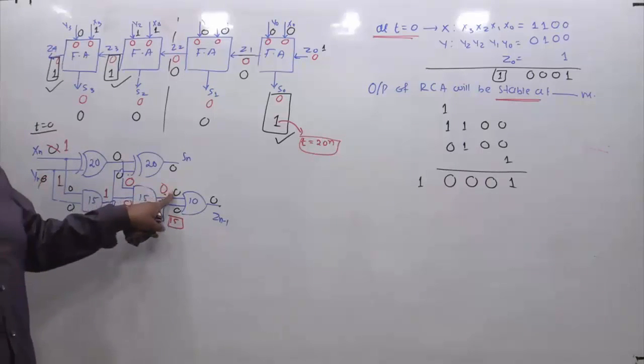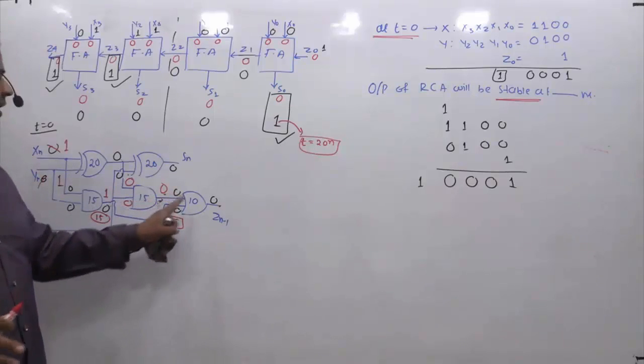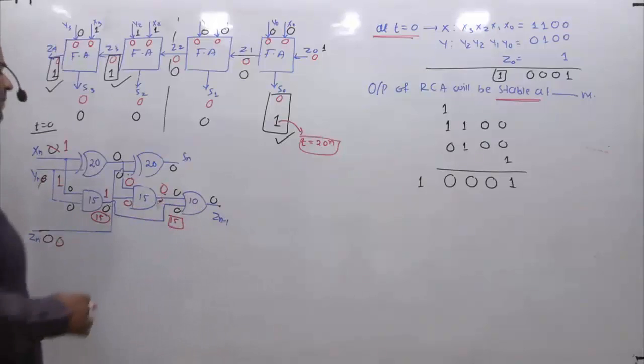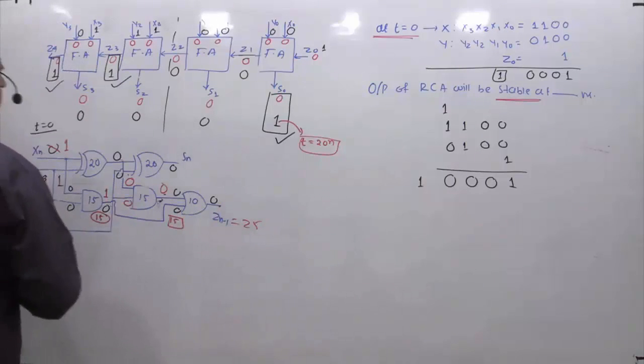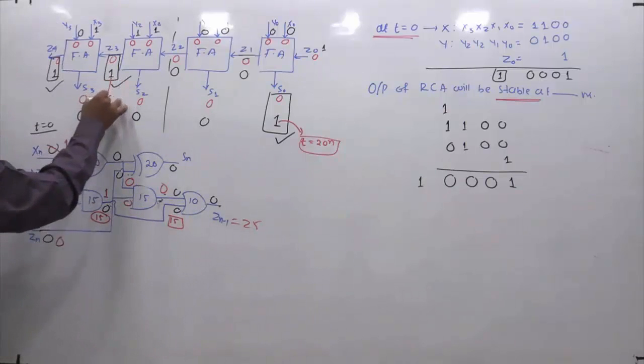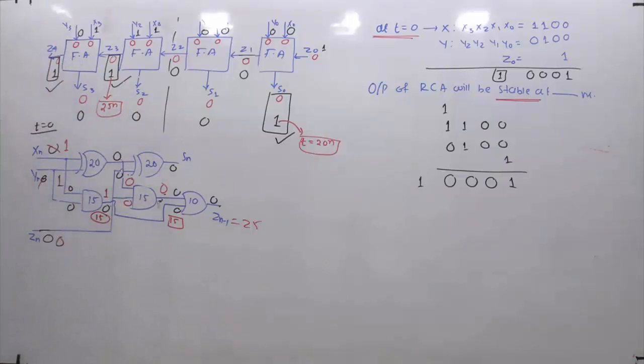So this input is already in stable state. This input I am getting at 15 nanoseconds and its own delay is 10. So 15 plus 10, at 25 nanoseconds you got this corresponding stable state. So when did you get this one? The answer is 25 nanoseconds. You got this at 25 nanoseconds.